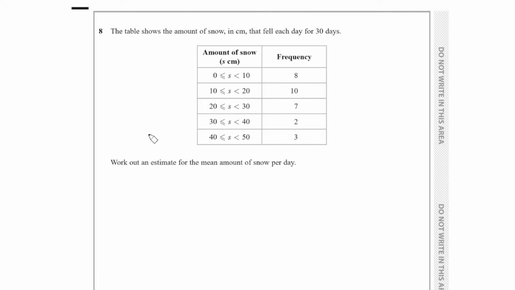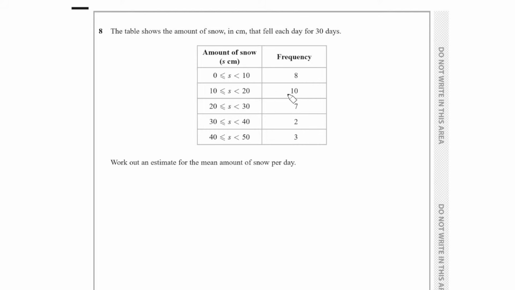Okay, right, I'm going to carry on just so that we get through the paper, and I'll see if I can find that spreadsheet later. So, question 8, the table shows the amount of snow in centimetres that fell each day for 30 days. So we've got a frequency table. Work out an estimate for the mean amount of snow per day. This is just mean from a frequency, right? So if you know how to do this, it's the same for every question.